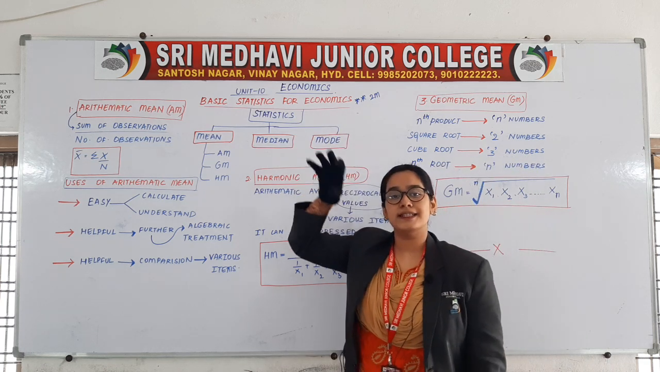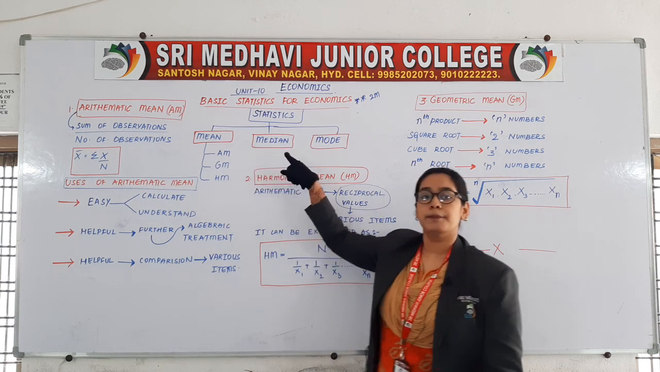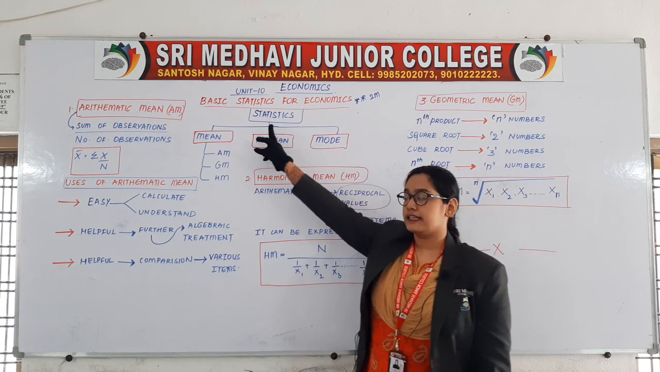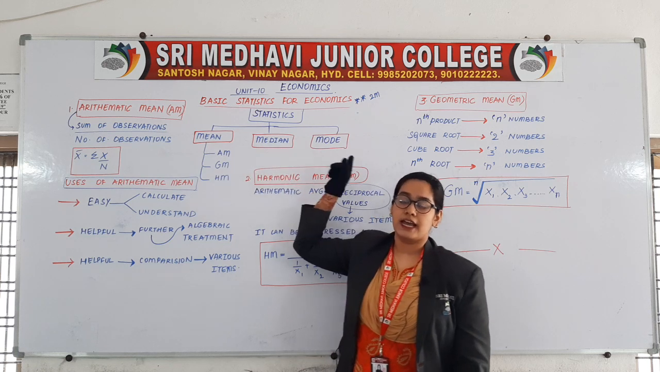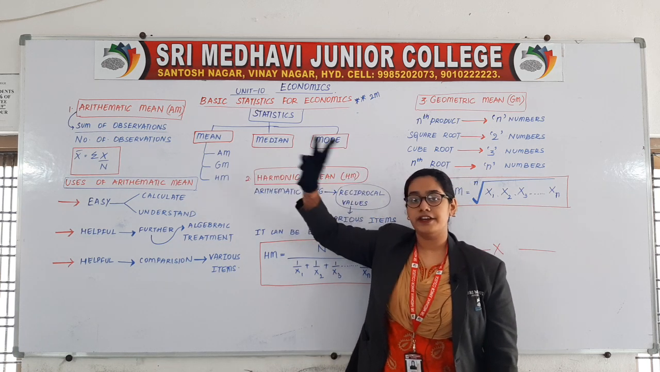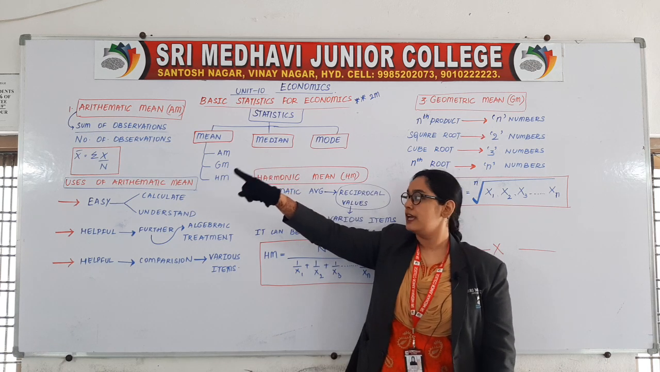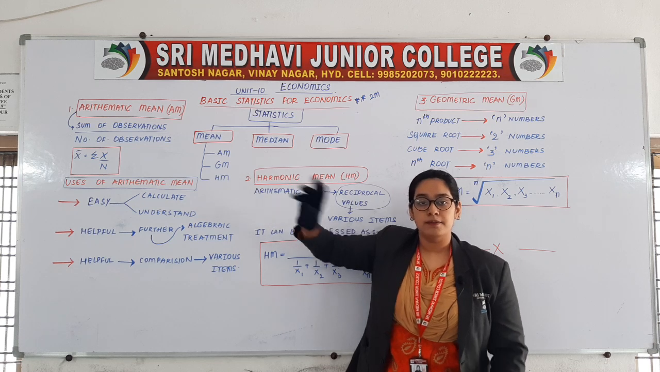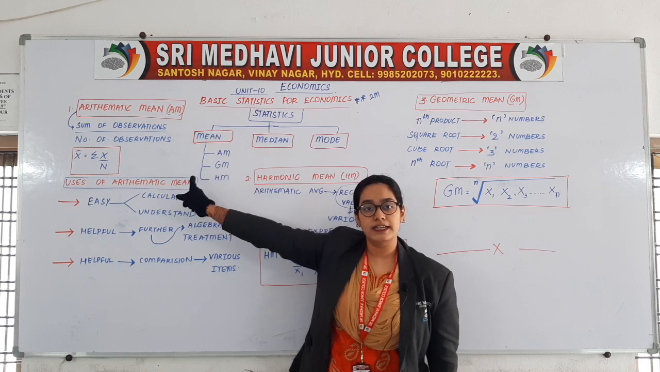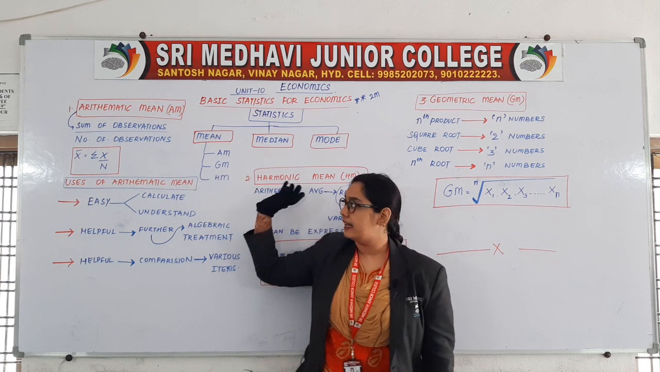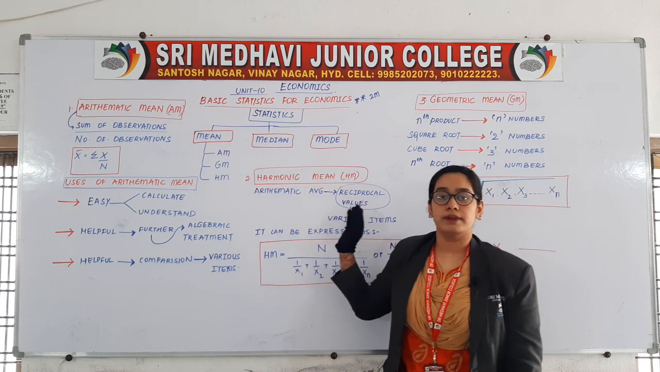So statistics is basically divided into 3 classifications, that is mean, median and mode. Mean is further divided into 3 more types, that is arithmetic mean, geometric mean and harmonic mean. Mean is divided into how many types? That is arithmetic, geometric and harmonic mean. Let us first discuss what is mean and how many types it is divided into.